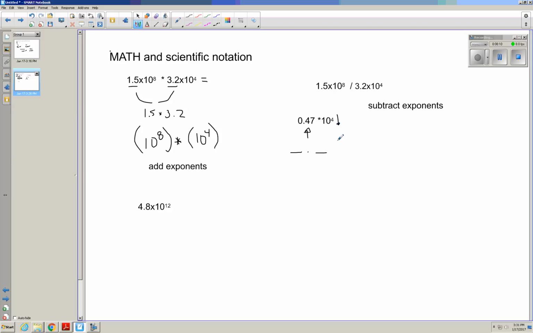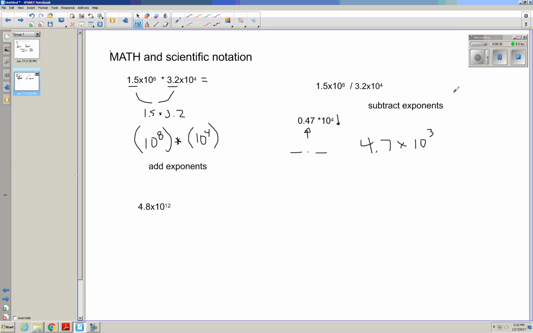So in this case, to get 4.7 times 10, I have to basically go and decrease the 4 by 1, and I'll get 4.7 times 10 to the 3. So 4.7 times 10 to the 3 is exactly the same mathematically as 0.47 times 10 to the 4. Don't let anyone tell you different. They're exactly the same, right?